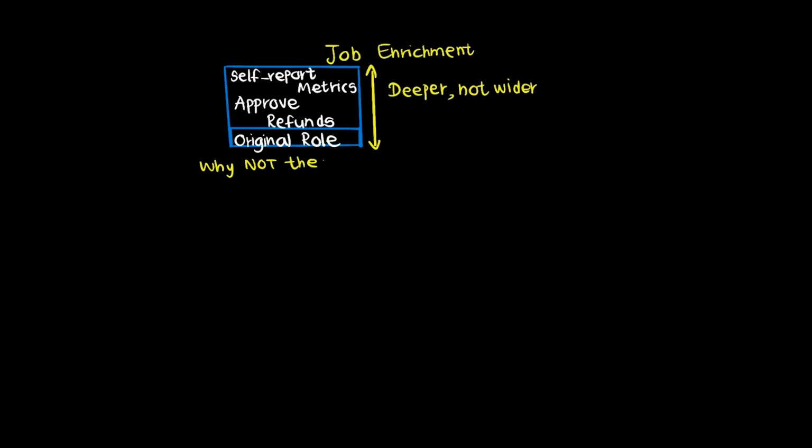Job rotation would mean periodically moving agents to different roles, maybe shifting someone from support to billing to onboarding. That broadens skills but does not deepen any single role with authority.